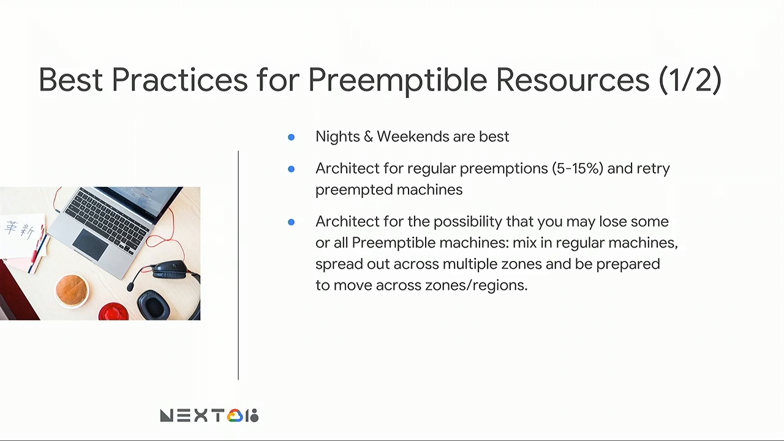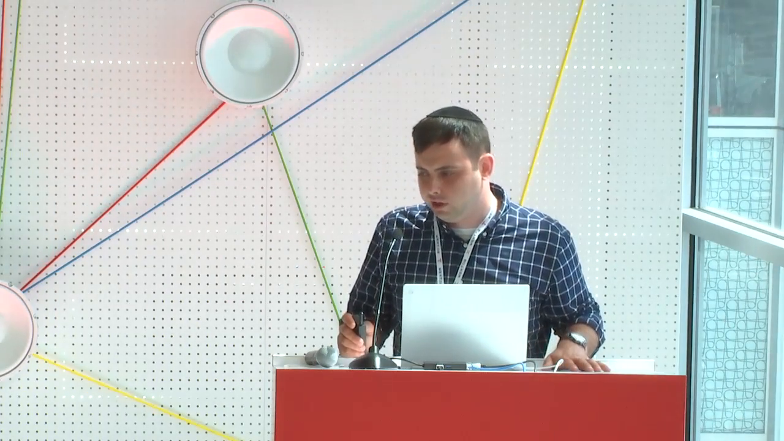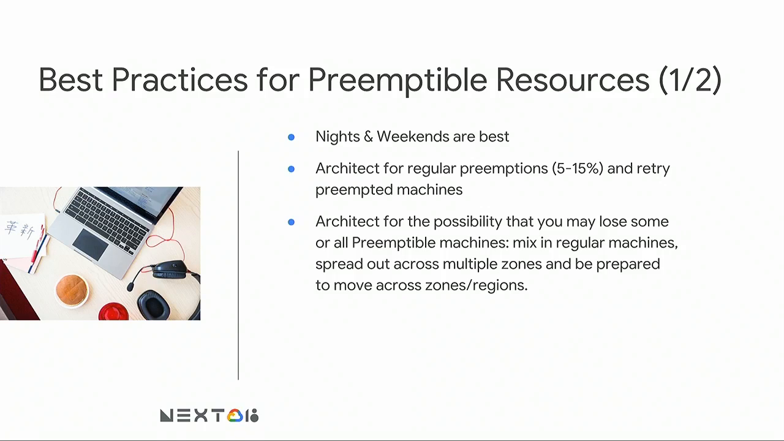You want to architect your system for regular preemption. You should expect that preemptions will happen. They're not a one-off rare situation. We see on historical rates 5 to 15% preemption rates. You should know that this will change as a function of the VMs that you build, the zones you use, and time of day. And of course, you should be prepared to move regions and zones if preemption rates get really high in a place. But that's good cloud practice anyway.